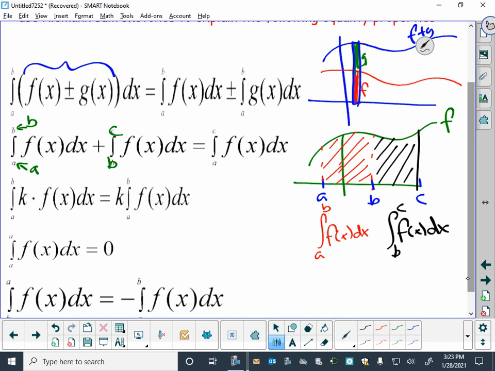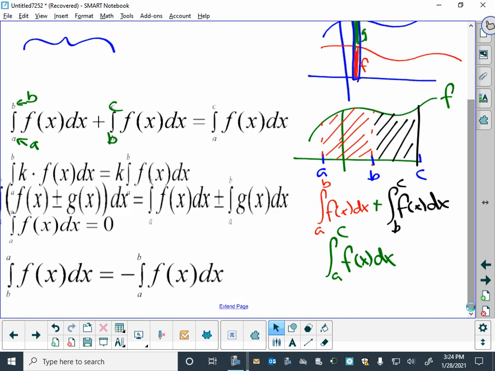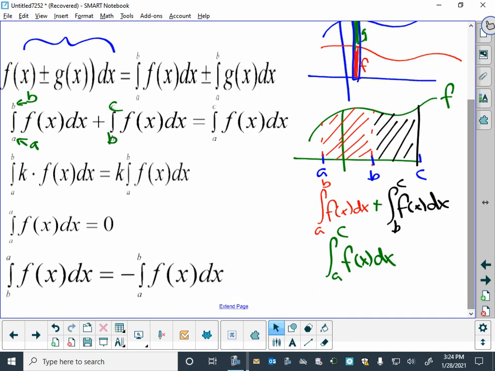Okay. Well, if I add those two things together, pretty clearly what I'm getting would be the same thing as if I went from A all the way to C in one shot of f of x dx. So that's all this is saying here. I've got one set of Riemann rectangles that go along with the red area, and then they pick up with the black ones in the black area, and so I'm just adding them all together to get all of the rectangle areas accounted for. Okay, hopefully that makes a lot of sense.